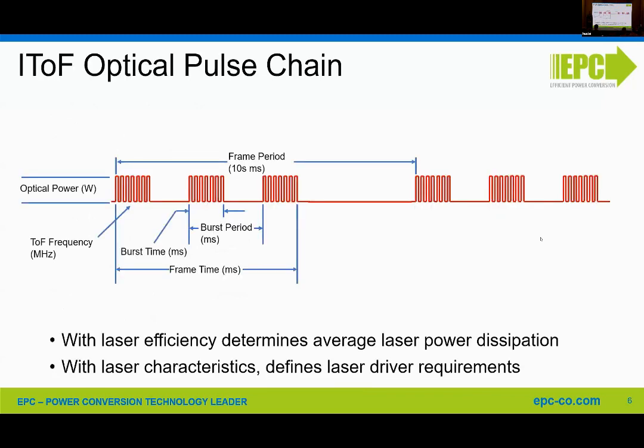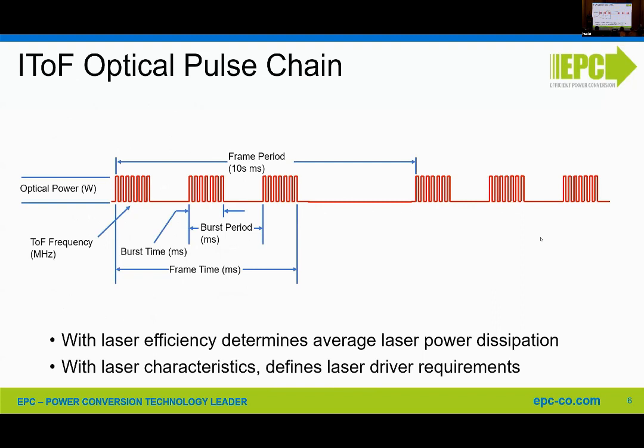So, optical requirements. We work with both DToF and iToF. iToF is indirect time of flight, where there's going to be a very high frequency pulse chain. Today, the pulse chain is in the 100 megahertz range. In the future, it's going to go up to the 200 megahertz range.